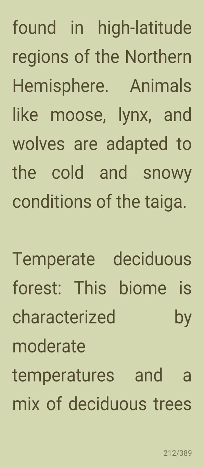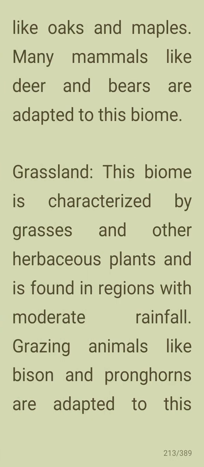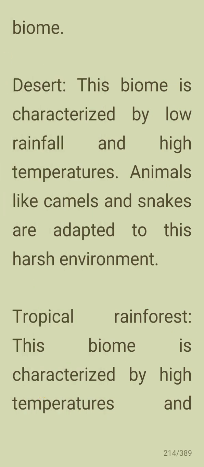Then, temperate deciduous forest. This biome is characterized by moderate temperature and a mix of deciduous trees like oaks and maples. Many mammals like deer and bears are adapted to this biome. Then, grassland. This biome is characterized by grasses and other herbaceous plants and is found in regions with moderate rainfall. Then, grazing animals like bison and pronghorns are adapted to this biome.